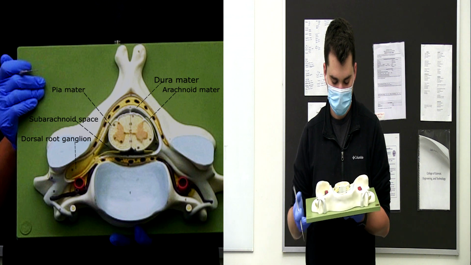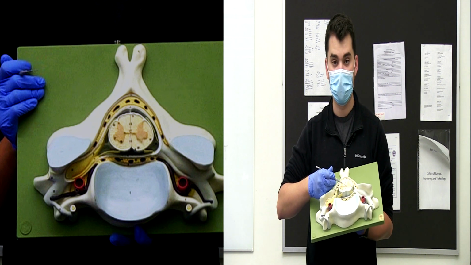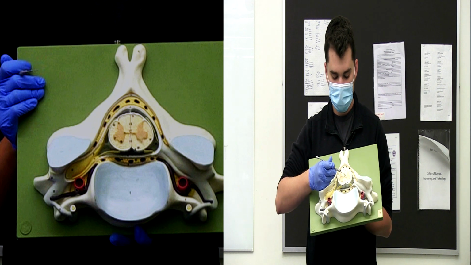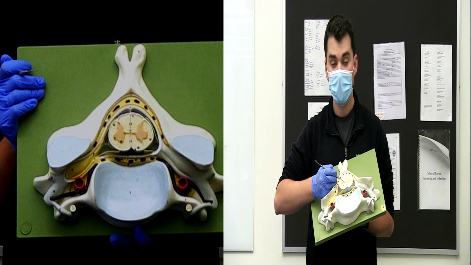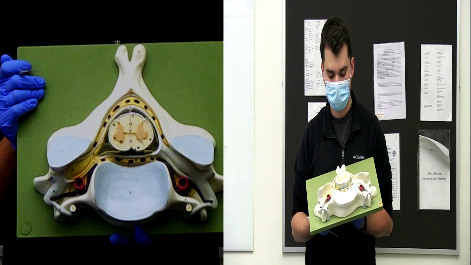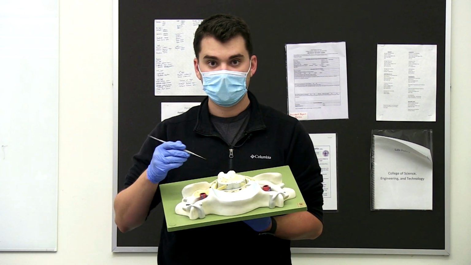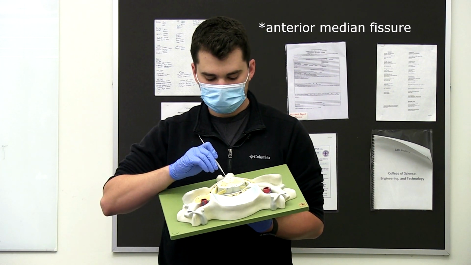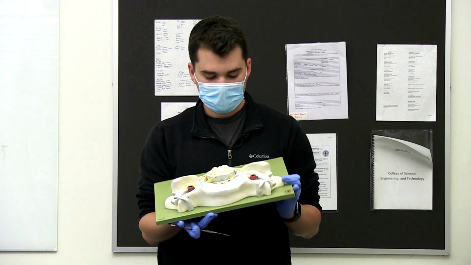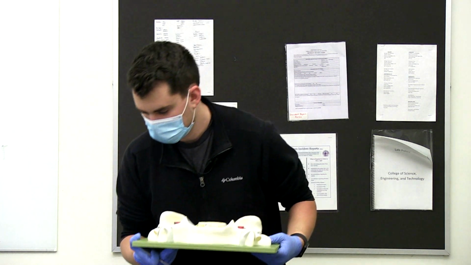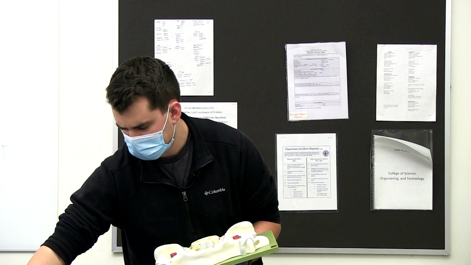All right? So again, this is the ventral white commissure, and this is the dorsal white commissure. This is the gray commissure between the two. All right? You have the anterior median furrow and the posterior median sulcus. Those are grooves within the spinal cord. And see if we went through everything. That is everything that you can see on the model.